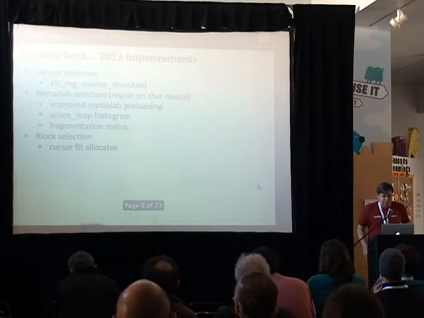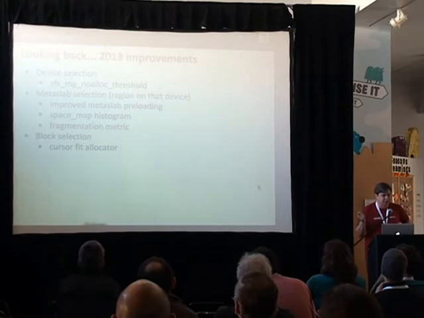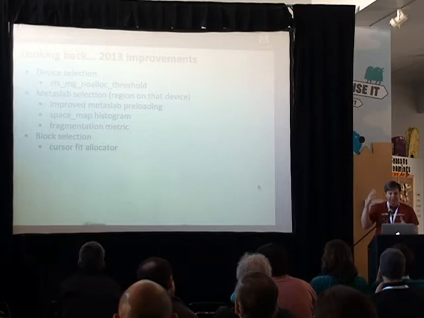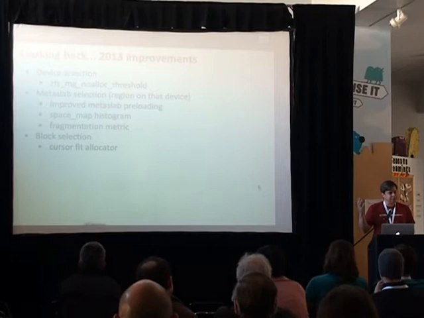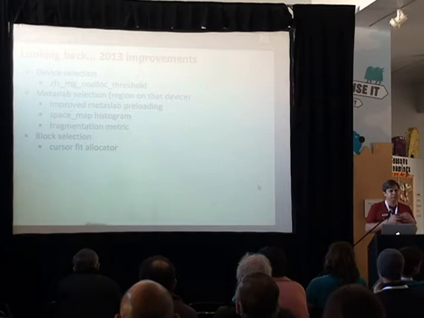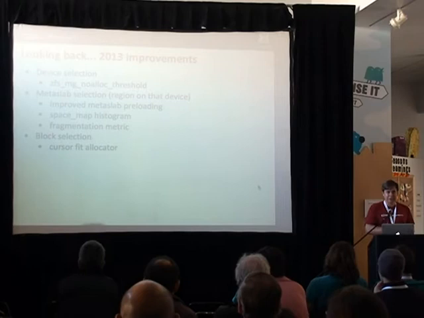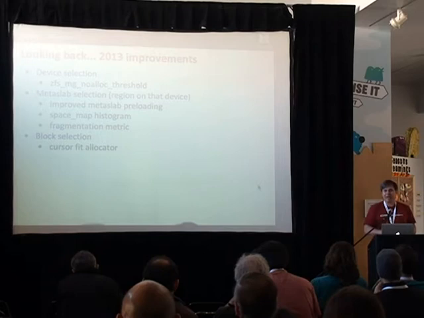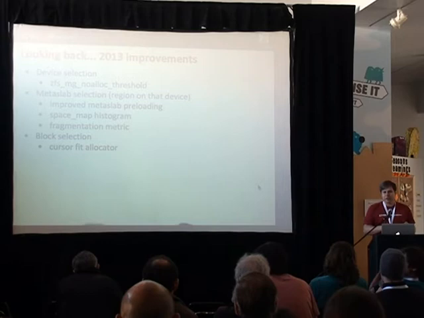So let's look back. Those that were here last year heard me talk a little bit about some of the improvements we've made in this area. I'm not going to go into a lot of details, but I'll just mention them. If we look at the three phases of allocation, we've been targeting work in each of these three areas. So we introduced this zfs_mg_alloc_threshold, which is a manual tunable that allows an administrator to set it so that it forces you to allocate from devices that have a lot of free space versus devices that might be mostly full. Again, that's targeting cases where you may have an imbalanced pool. You may have added some new disks, and so now you have devices that are full and some that are empty, and you want to get the performance back to a normal level.